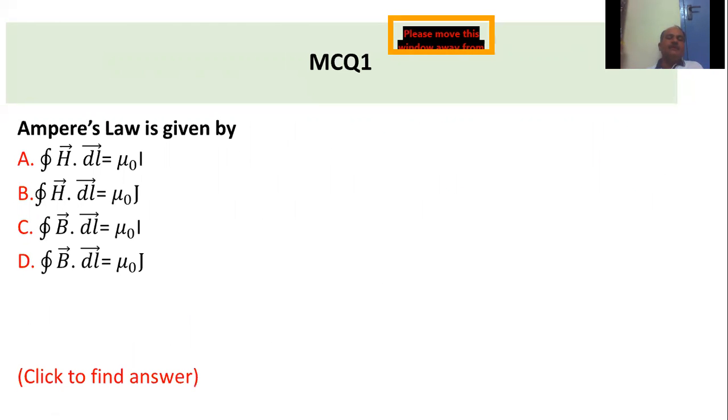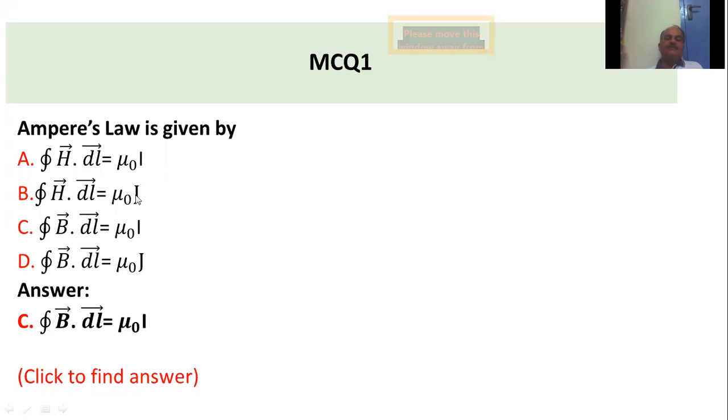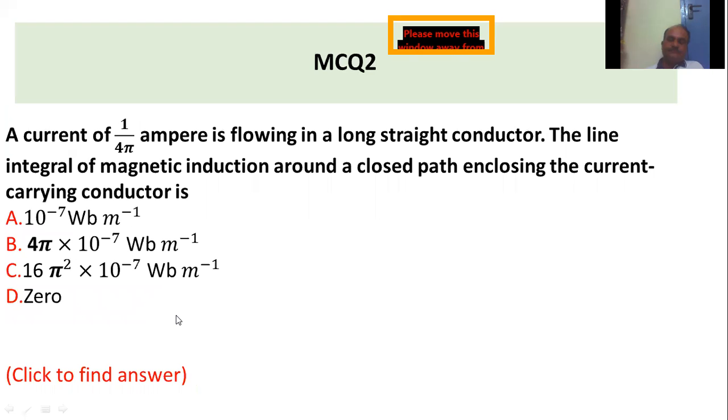And now an MCQ on Ampere's law. These are the options. The answer is closed integral of B dot dl is equal to mu naught I. As I studied, the option is B. Sorry, it is not J, it is wrongly typed. Sorry, this is B. Option is C. Option is C. Closed integral of B dot dl is equal to mu naught I.